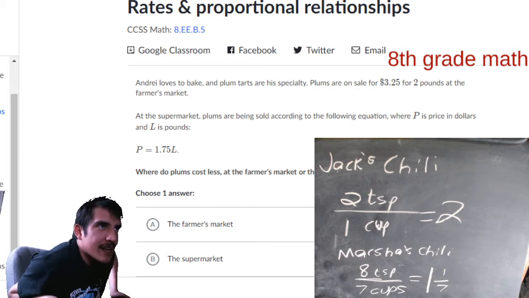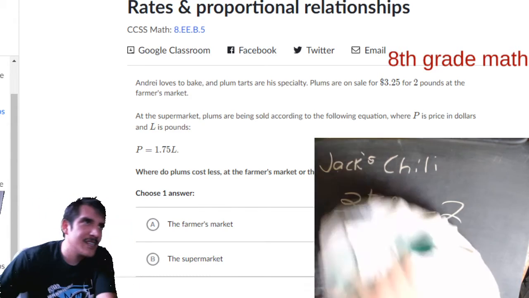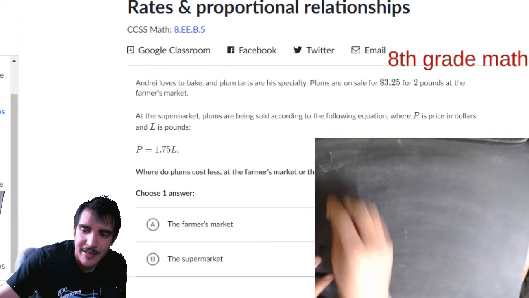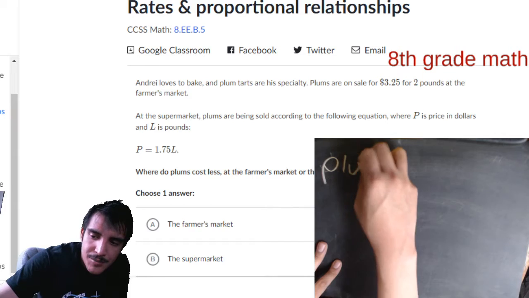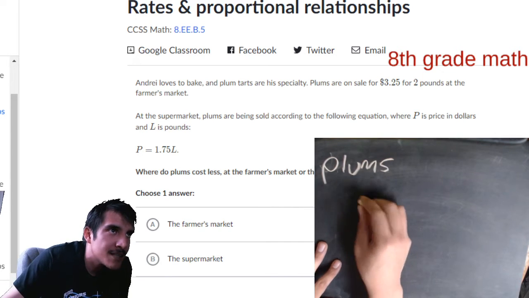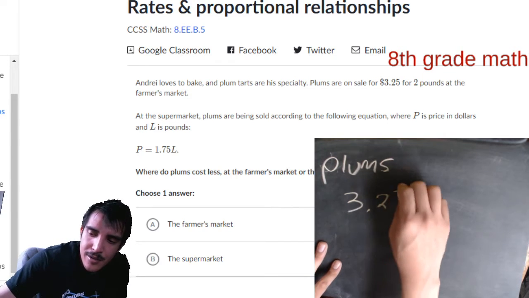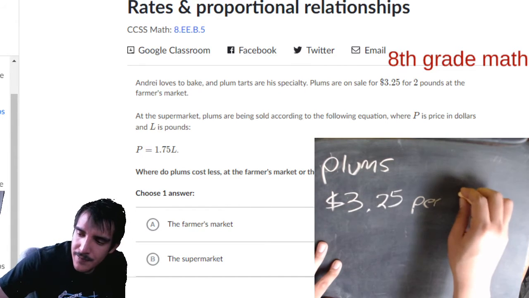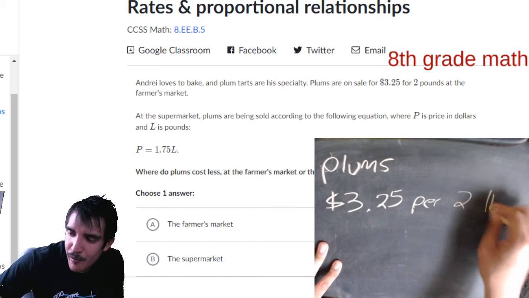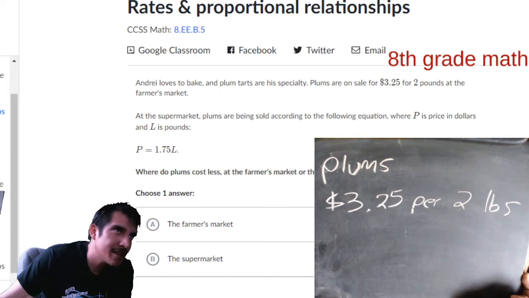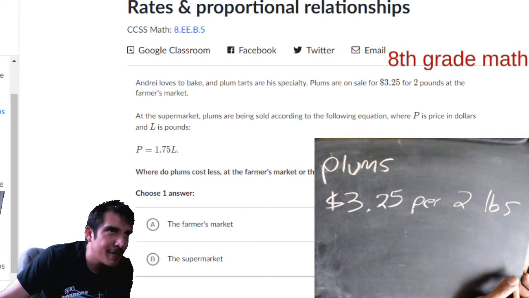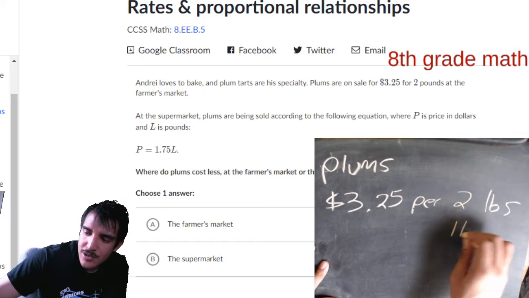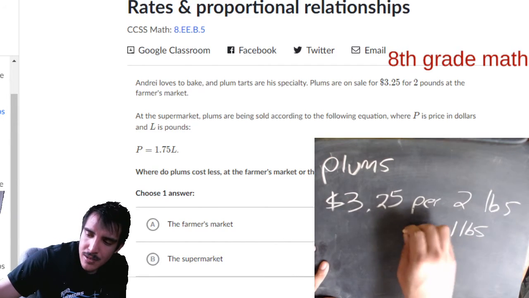Andre loves to bake, and plum tarts are his specialty. Plums are on sale for $3.25 for 2 pounds at the farmer's market. Let's write that down. Plums at the farmer's market cost $3.25 per 2 pounds. I'm not going to write it like a fraction this time. I just want to show you that you can actually write it as a line. $3.25 per 2 pounds.